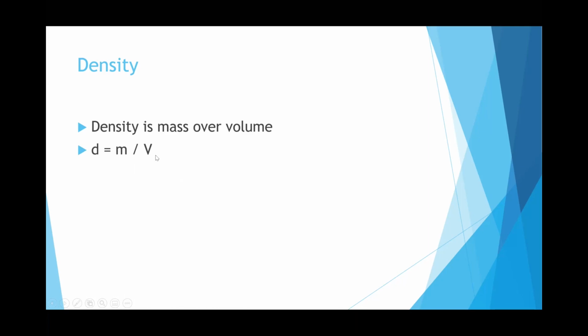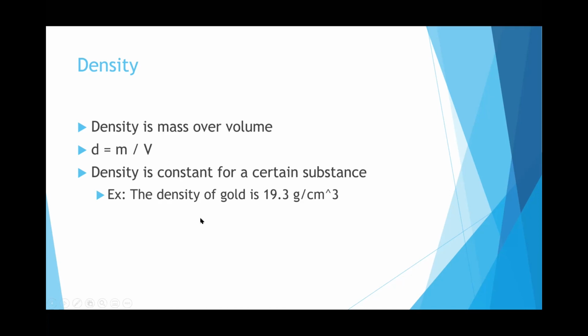I want to review density because I believe that's an important concept. Density is defined as mass over volume. In equation form, that's D equals M over V. The interesting thing about density is it's constant for a certain pure substance. Pure gold always has a constant density. Water has a constant density of 1 gram per milliliter. The density of gold is 19.3 grams per centimeter cubed.